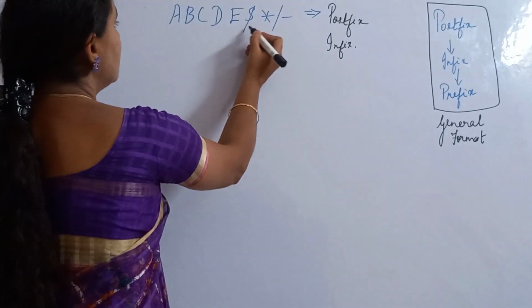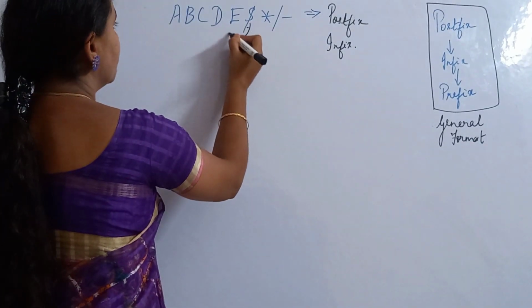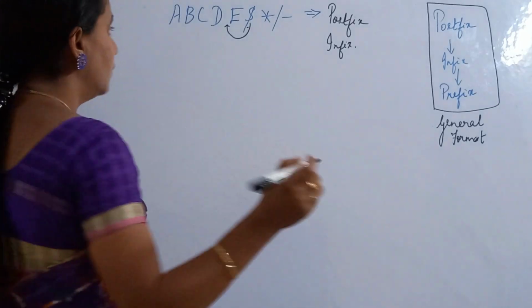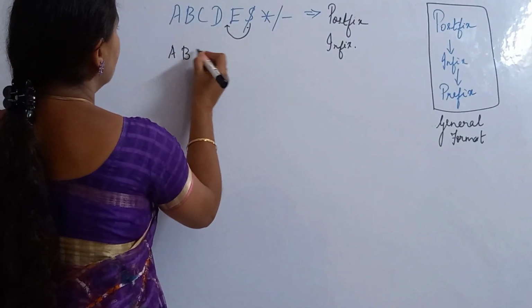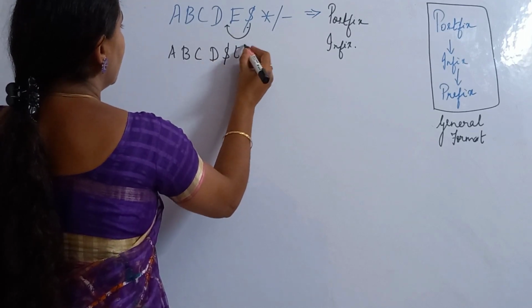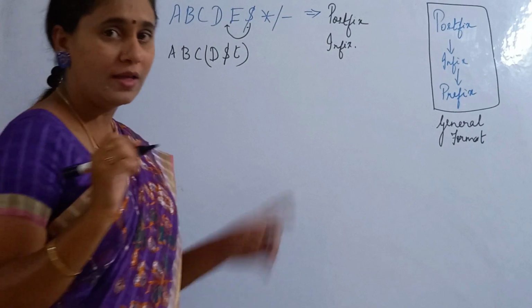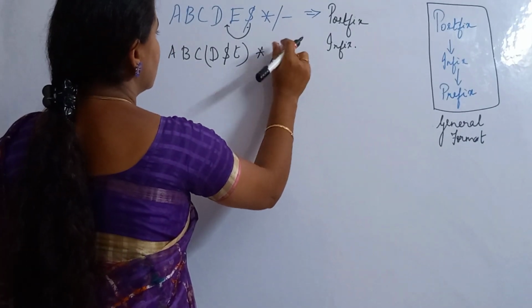So the operator is dollar. This is the first operator. So I want to shift it here, isn't it? So now you see, you will get as A, B, C, D, $E. So this is your first expression, that is the operand I have got. Write the remaining as it is.